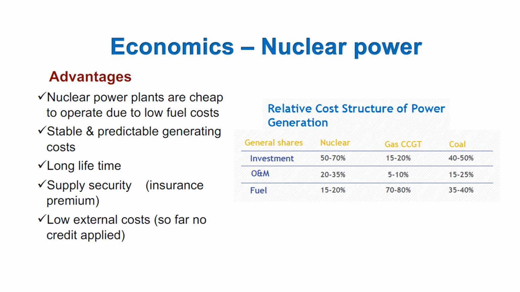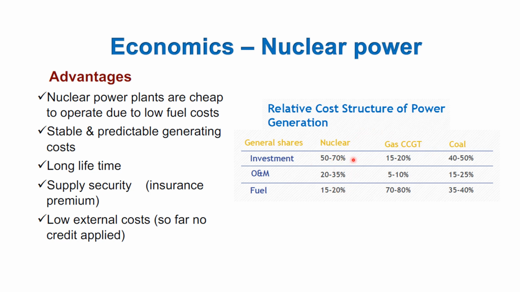The advantages in terms of the economics for your nuclear power plant: Nuclear power plants are cheap to operate due to low fuel costs, as we've said earlier. One nuclear pellet is much cheaper compared to tons of coal or gallons of your petroleum. Also, it has stable and predictable generating costs compared to wind and solar. It has a long lifetime. You have supply security and low external cost. So far, no credit applied. And this is the relative cost structure of power generation.